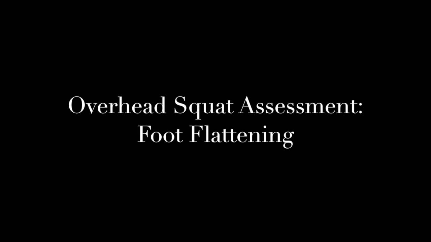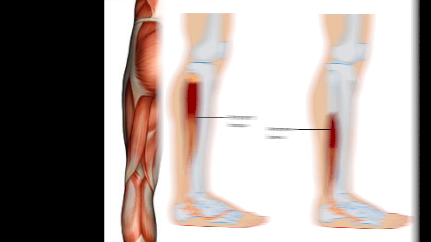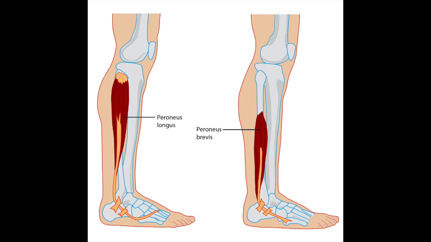Okay guys, we're going to discuss a few overactive and underactive muscles that could facilitate a foot flattening during an overhead squat assessment. Two common overactive muscles are the peroneals and the biceps femoris. The peroneals originate on the superior and inferior lateral aspect of the fibula.